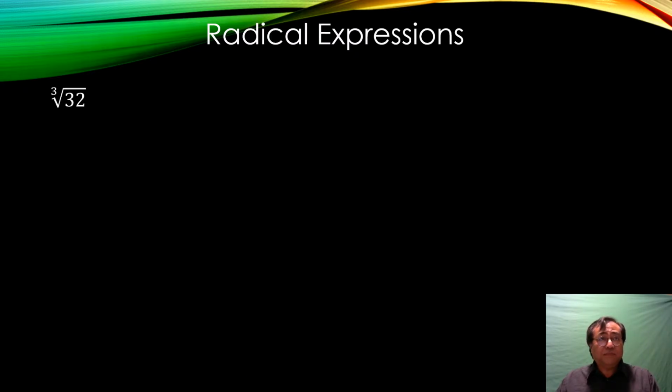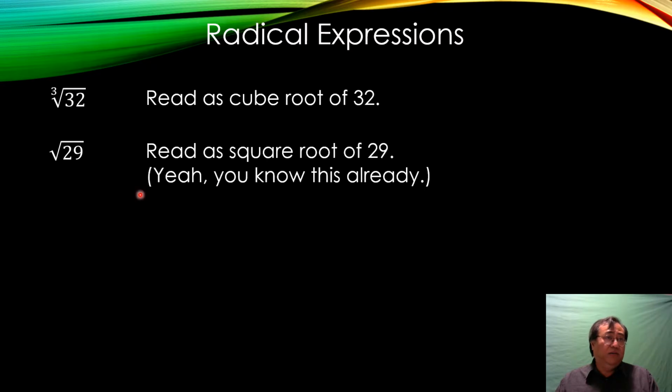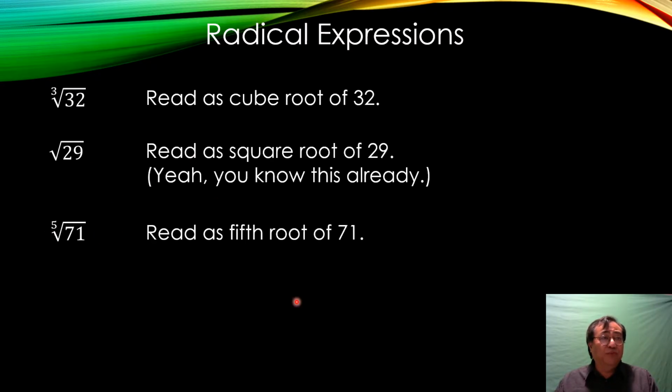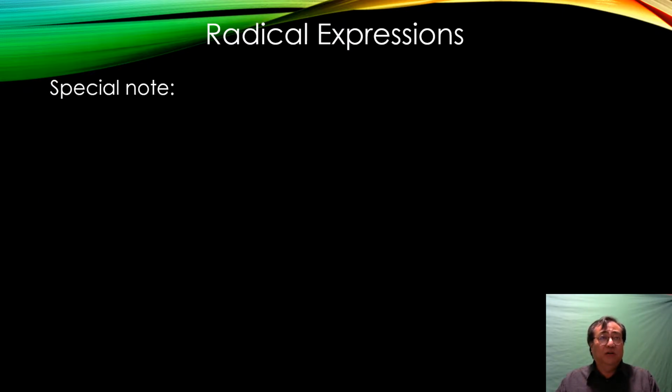All right, moving on. So you're familiar with this, right? We read this as cube root of 32. You know this one already. That's square root of 29. And this one's fifth root of 71. So I just want to make sure everybody knows how these are read.